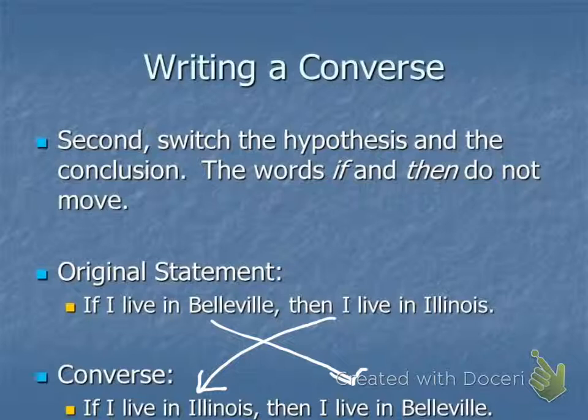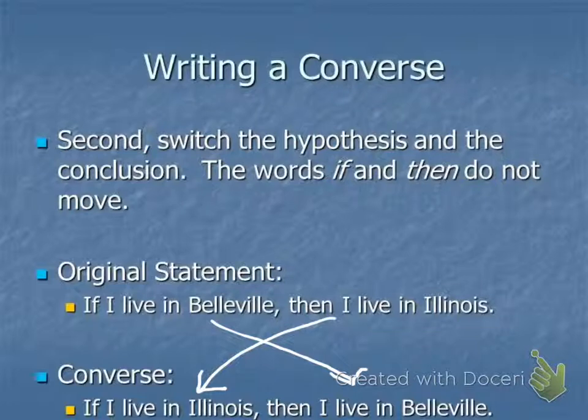All right, so you're going to have two things to do today. You're going to have to write the converse, and then you're going to have to decide if it's true or not true. I live in Columbia, so I am a counterexample to this converse. But you don't really have to go that far. You can just say false, because there are many people that live in Illinois that do not live in Belleville. What are your questions for what's on the board?